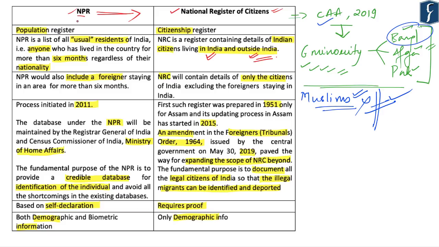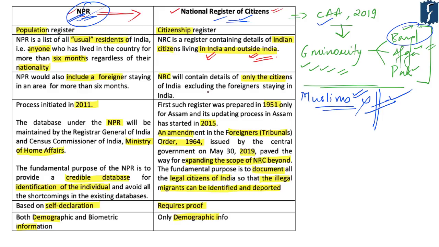Now the question: is NPR directly connected to NRC? Well, the answer is no. Directly it is not linked. However, the Citizenship Act empowers the government to compulsorily register every citizen and maintain an NPR. If later on an NRC is made, this NRC will be based on the data collected in this NPR. So this does not necessarily mean that an NRC must follow an NPR.